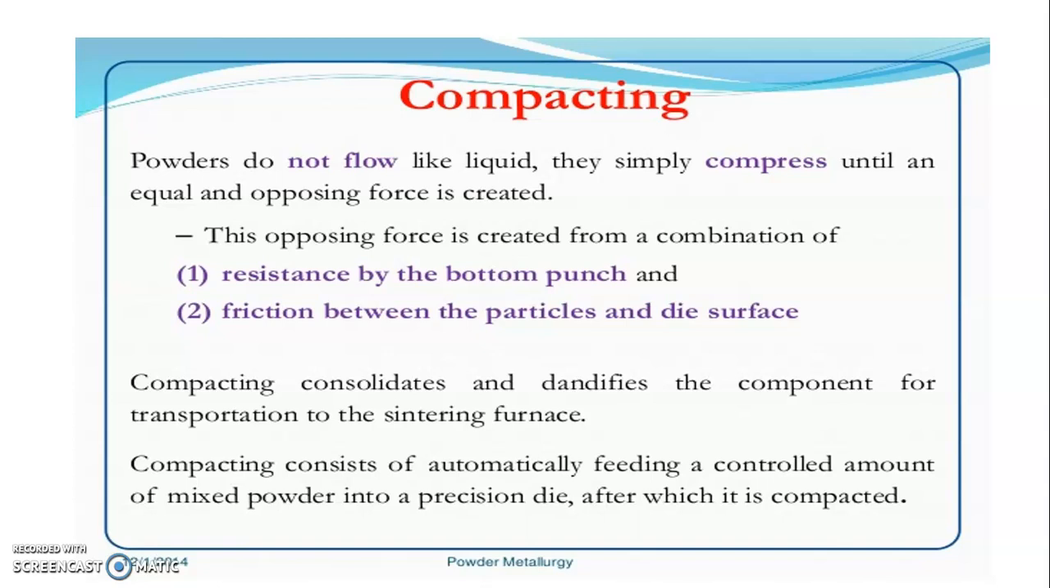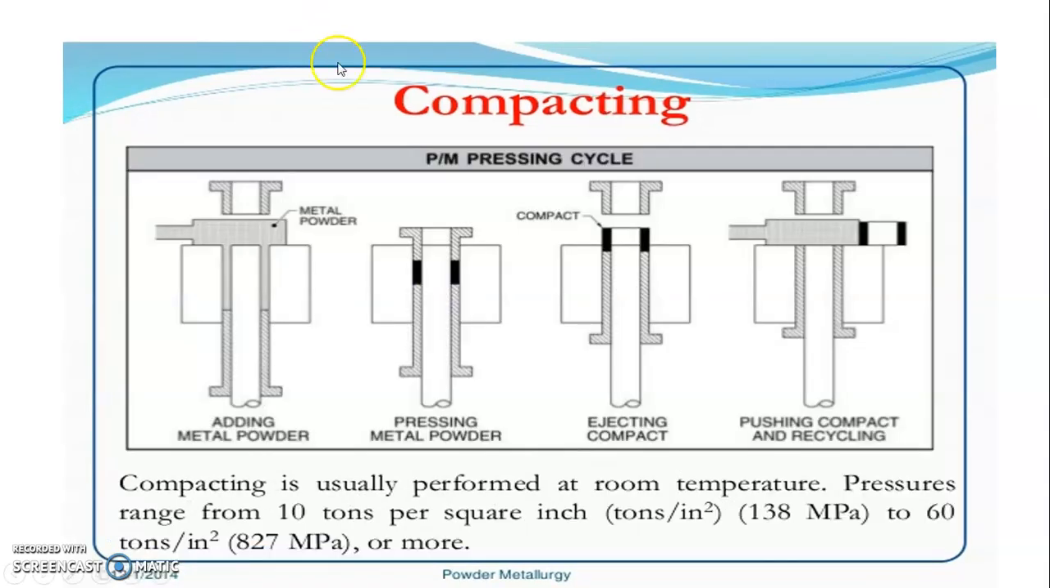Compacting consists of automatically feeding a controlled amount of mixed powder into a precision die, after which it is compacted. Here is the pressing cycle. Initially the metal powder is there. Then the metal powder is added, and then the pressing of the metal powder takes place. Here the die moves upward. Then you can see the ejecting of the compact, pushing the compact outside. This is the compaction process, and the part is sent out.